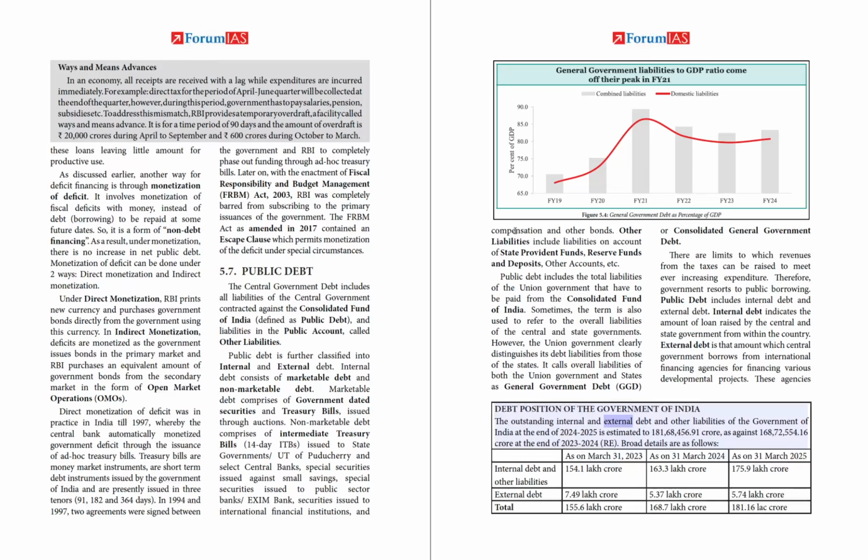Debt position of the government of India. The outstanding internal and external debt and other liabilities of the government of India at the end of 2024-2025 is estimated at 181.68 lakh crore, as against 168.72 lakh crore at the end of 2023-2024 RE. Broad details are as follows, as on March 31st 2023, 2024, and 2025: internal debt and other liabilities 154.1 lakh crore, 163.3 lakh crore, 175.9 lakh crore; external debt 7.49 lakh crore, 5.37 lakh crore, 5.74 lakh crore; total 155.6 lakh crore, 168.7 lakh crore, 181.16 lakh crore.